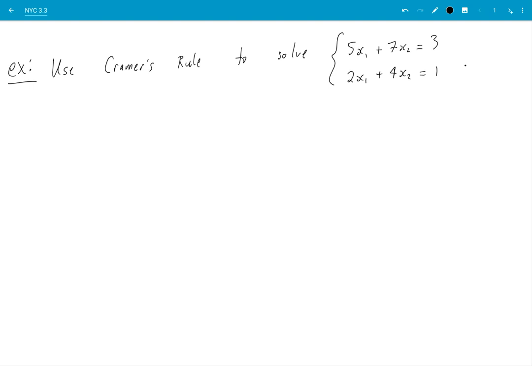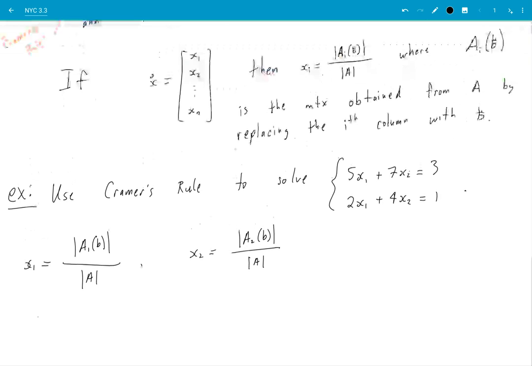So what does Cramer's rule say? It says that I can find x1 by doing the determinant of A1(b) divided by determinant of A. And then x2 would be determinant of A2(b) all over determinant of A. Okay, so I'm using this formula here for i equals 1 and then for i equals 2.